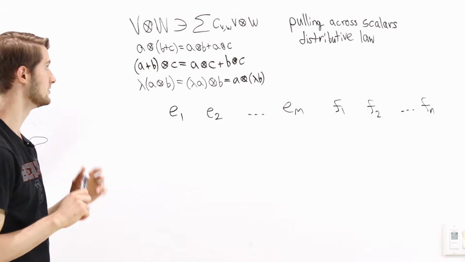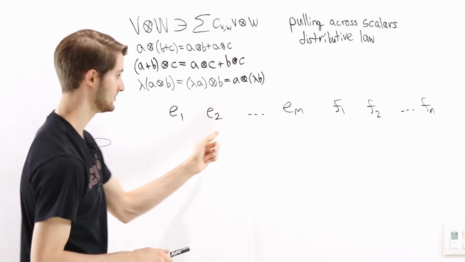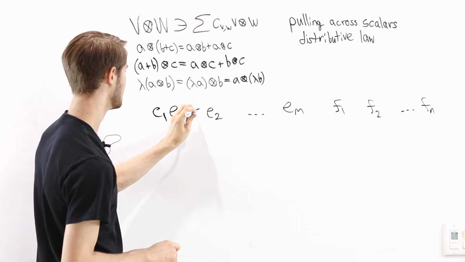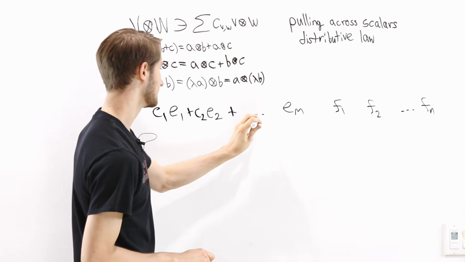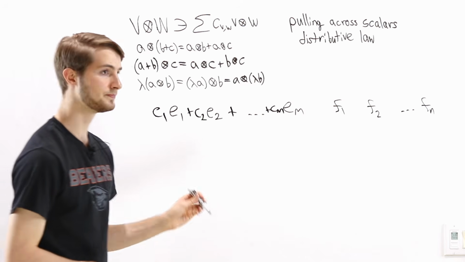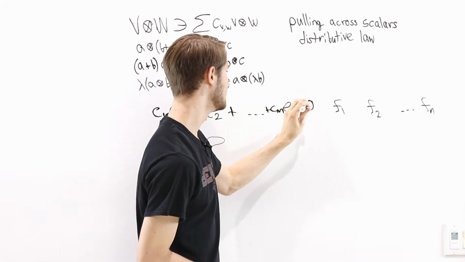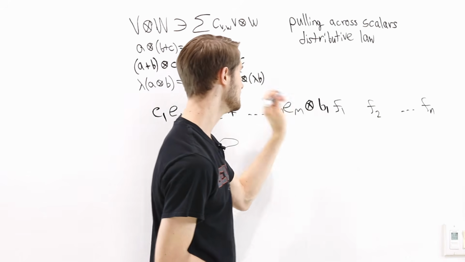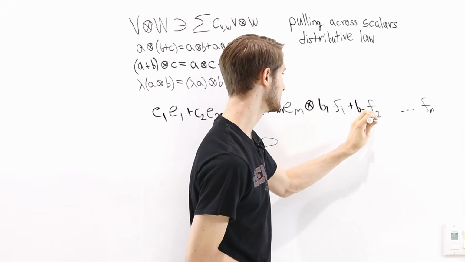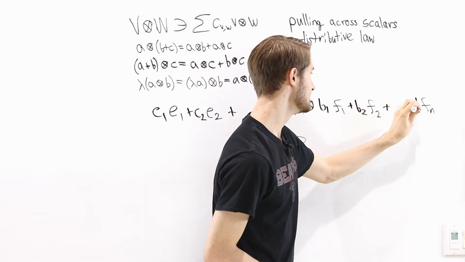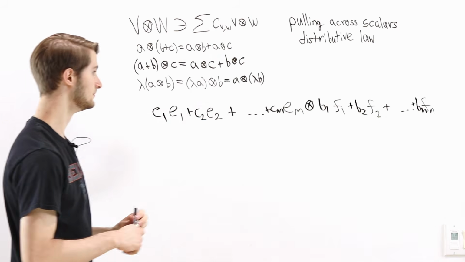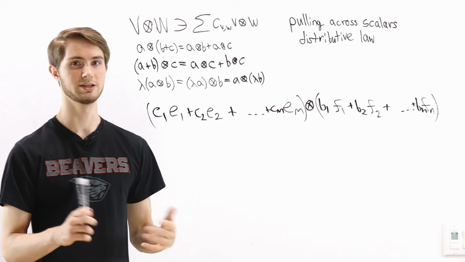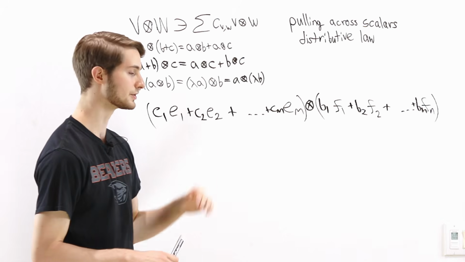Well, all the elements of v are linear combinations of the basis vectors. So we can write an element of v as c1 e1 plus c2 e2 plus dot dot dot plus cm em. And then an arbitrary element of w, that's going to be a linear combination of these basis vectors. Say b1 f1 plus b2 f2 plus dot dot dot bn fn. So at first it might seem kind of difficult to expand out this tensor. I mean, it looks kind of complicated. There's a lot of stuff going on.